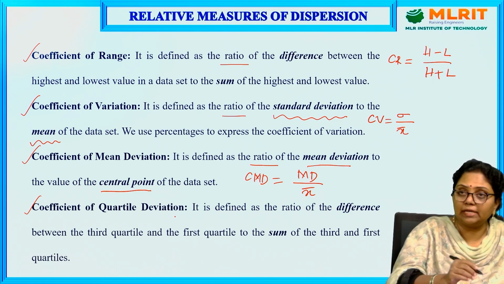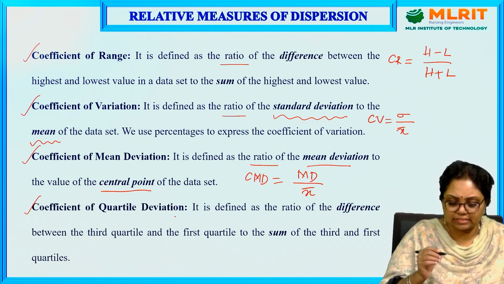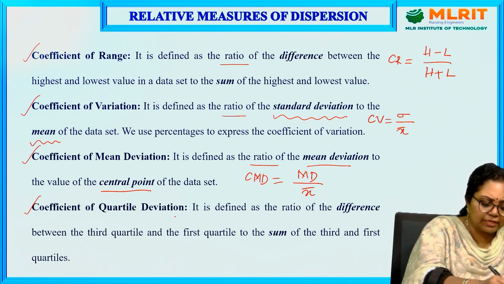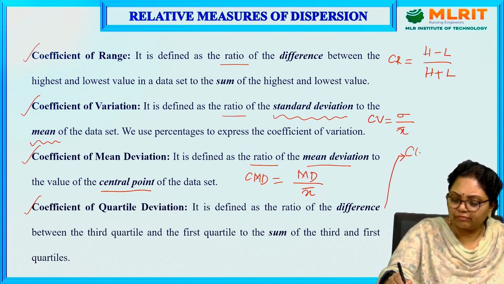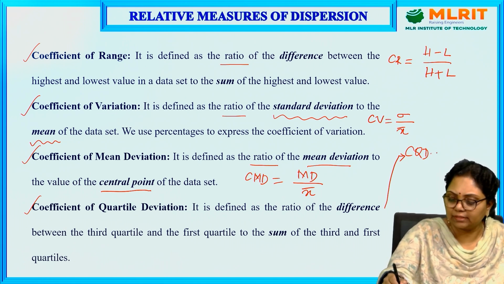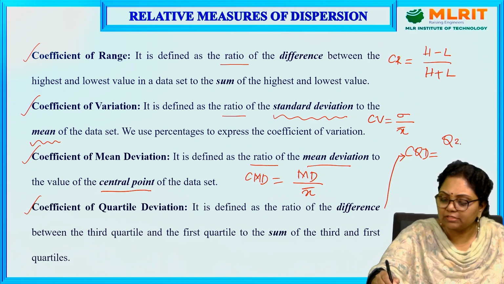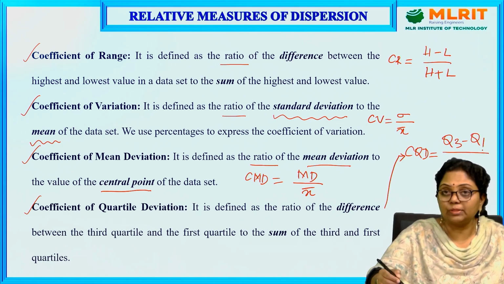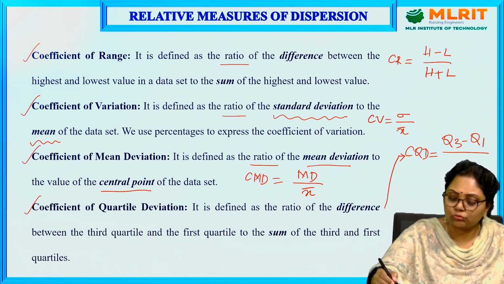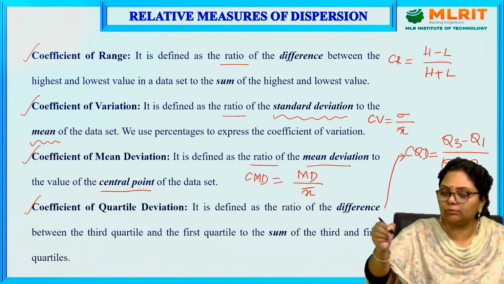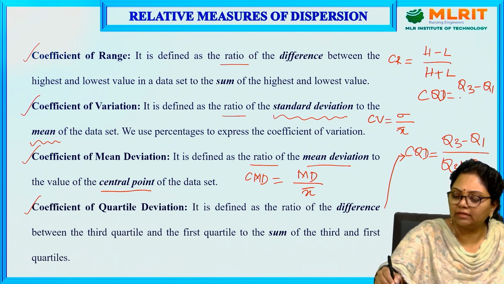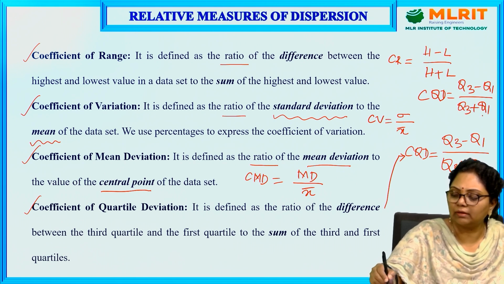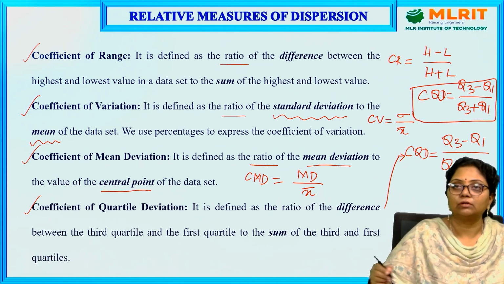Next, the last one, quotient of quartile deviation. Quartile deviation itself means Q3 minus Q1, the difference of the third quartile and the first quartile. So CQD, quotient of quartile deviation, is equal to the quartile deviation, Q3 minus Q1, divided by the sum of the third quartile and the first quartile. If this is not visible, I am writing it here once again: quotient of quartile deviation is equal to Q3 minus Q1 divided by Q3 plus Q1. This is the formula for quotient of quartile deviation.